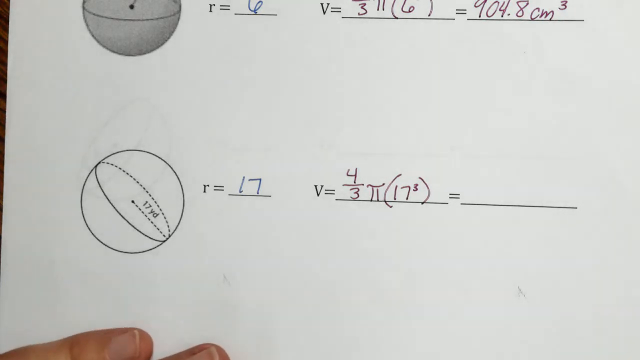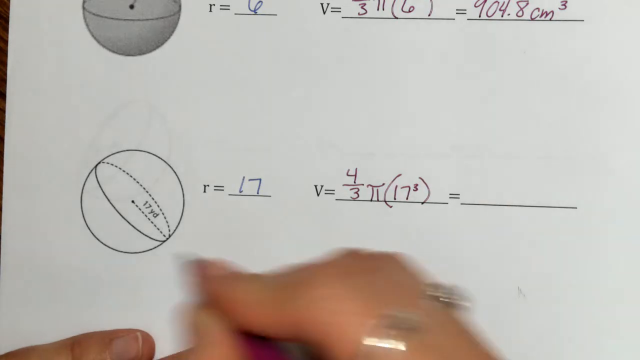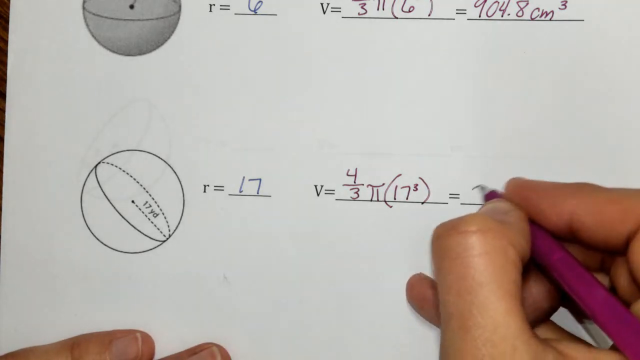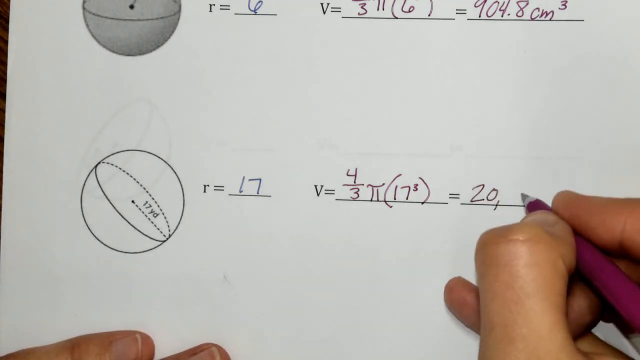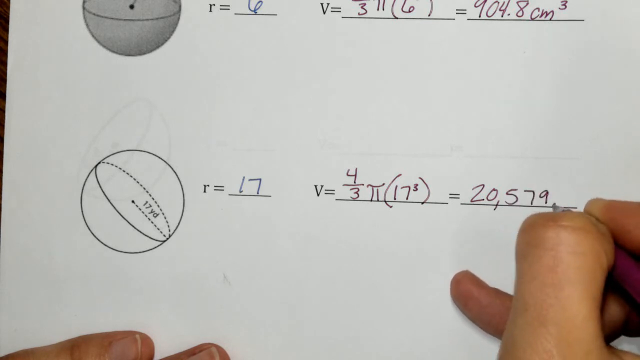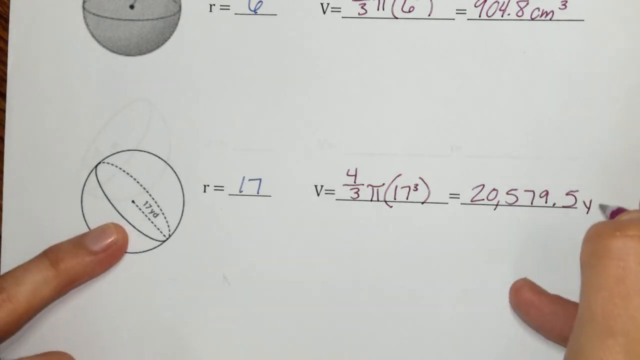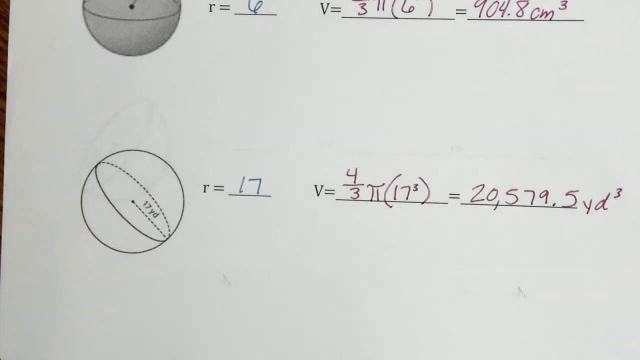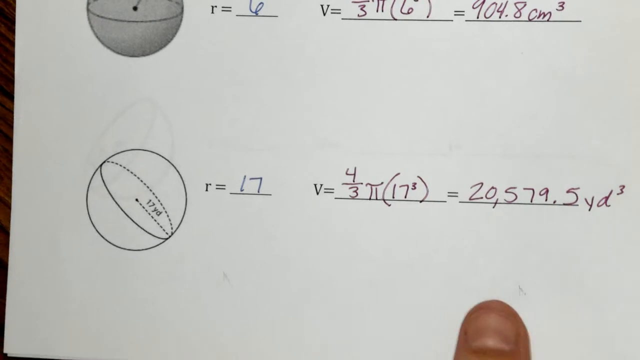So when we calculate this, we have a big radius there, so we're going to have a big number, 20,579.5 yards cubed. Cubed because of volume. So let's talk about the hemisphere. Pause if you need to catch up.